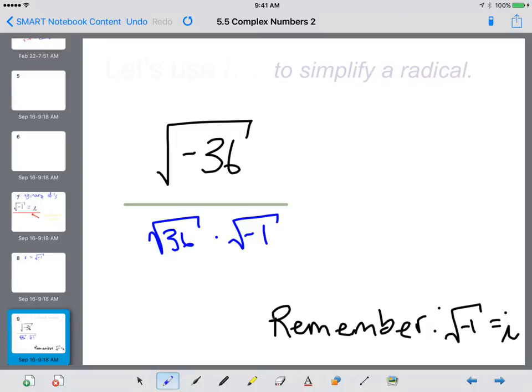Now I can take the square root of positive 36. That would be 6. And the square root of negative 1, how we're going to rewrite this is that's equivalent to i. We need to remember that. And so my answer would be written as 6i.